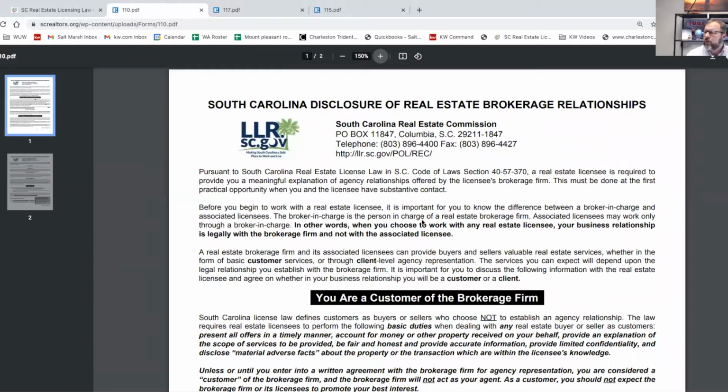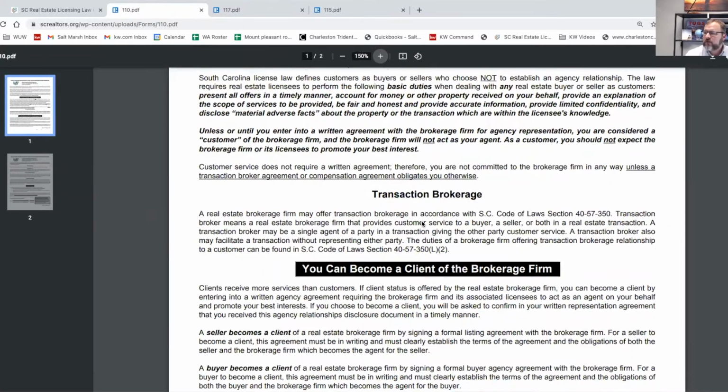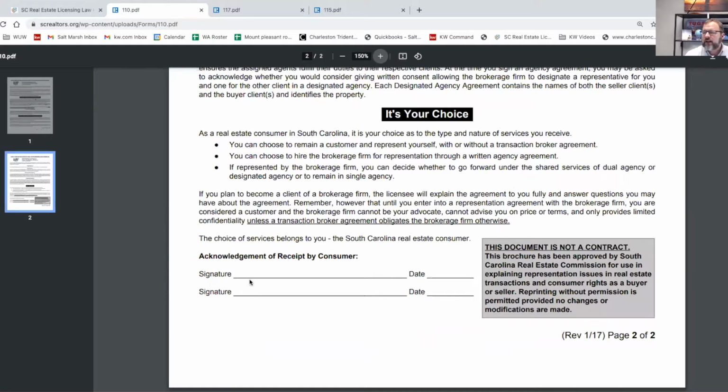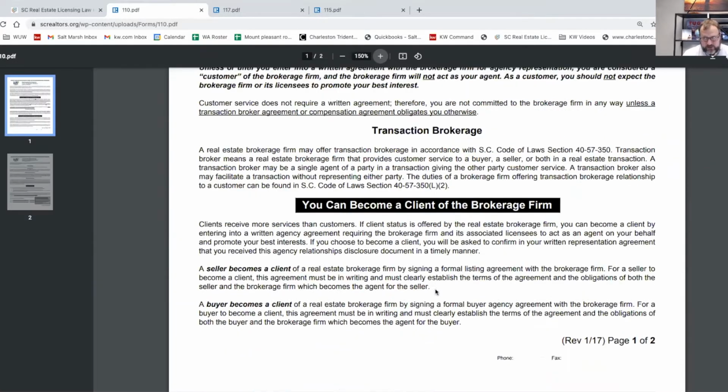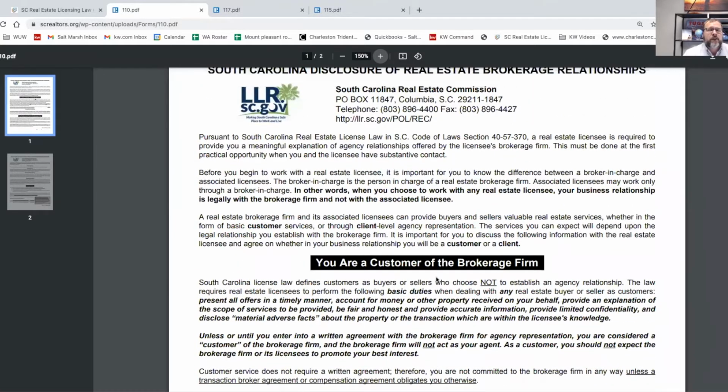This is the disclosure of real estate brokerage relationships. This is a two-page form. This is a form that should be signed by the potential client and or customer with whom you will be working. Basic breakdown of this. I'm not going to go into details. If you want to go into details of the contract, definitely check out the contract class that's on YouTube from yesterday. But basically the thing to remember from this one is that you are required by South Carolina law to present and explain to any potential clients and or customers the different types of agency relationships that are offered in South Carolina. This must be done at the first practical opportunity when you and the licensee have substantive contact.